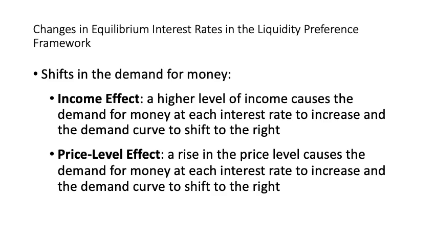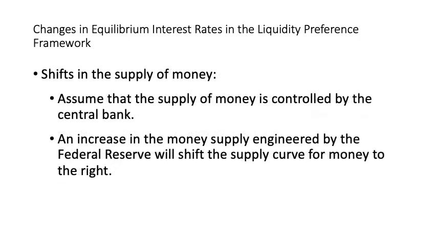In addition, price level effect means a rise in the price level causes the demand for money at each interest rate to increase, and the demand curve will shift to the right. The reason behind this is that an increase in the price level means that you need more money to purchase the same amount of goods and services you were accustomed to purchase before. The previous two reasons could affect the demand for money, and for sure both of them have a positive relationship with demand for money.